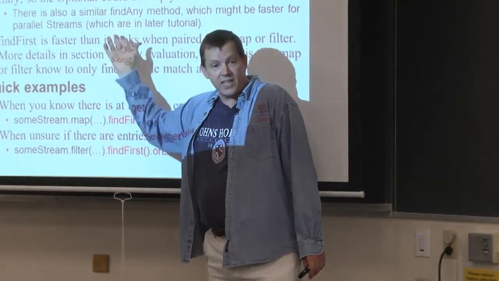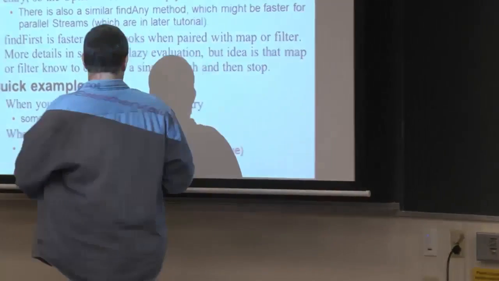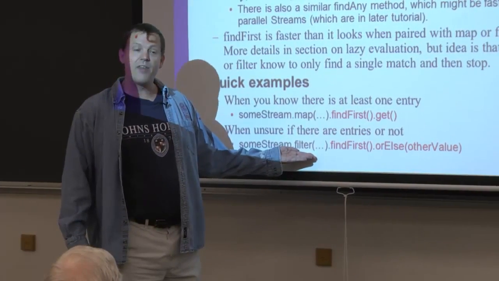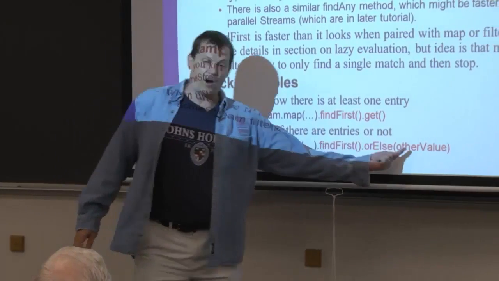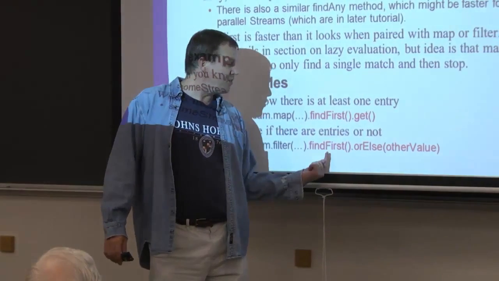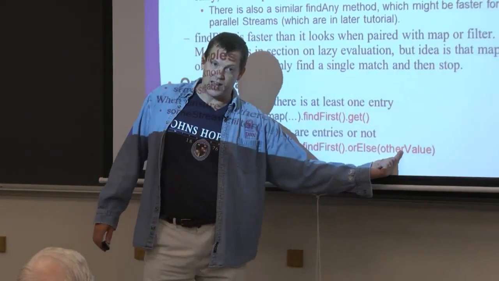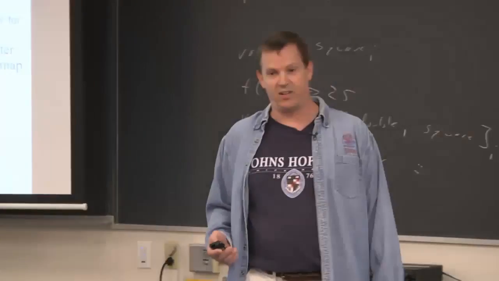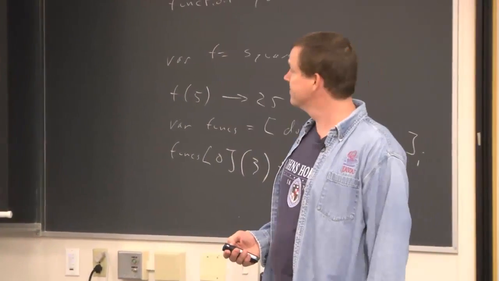There are 10 entries in, there are 10 entries out. So it's safe to do get directly. But if you've done a filter, you don't know. So rather than catching an exception, you say orElse: if there's a value, return it; otherwise, return this new value instead. That's why optionals are slightly more convenient than checking for null. But you still got to plan for it.